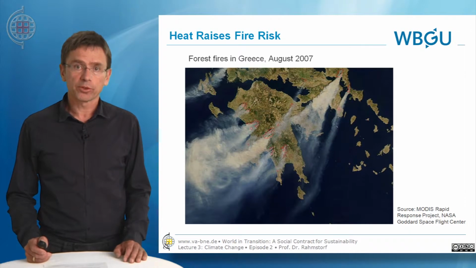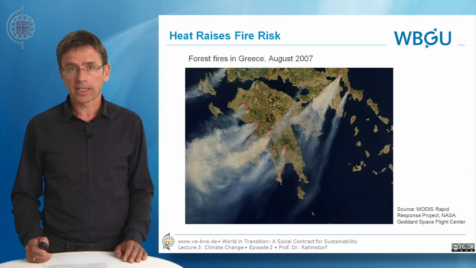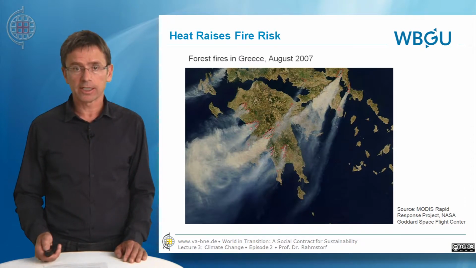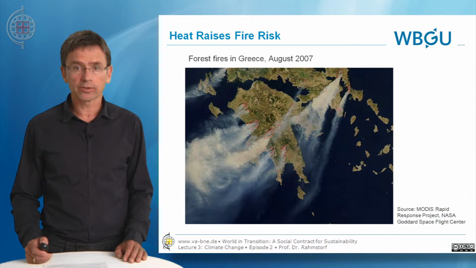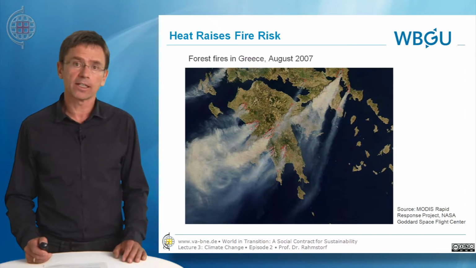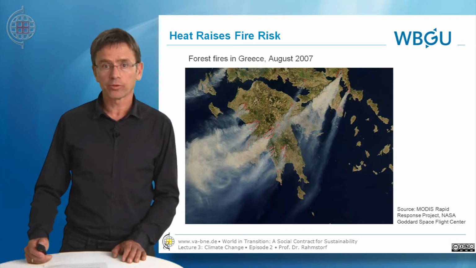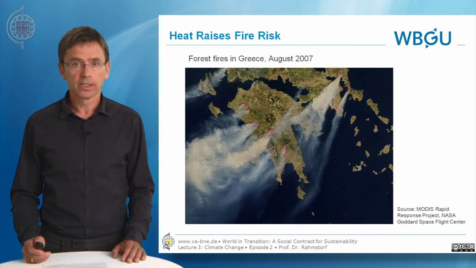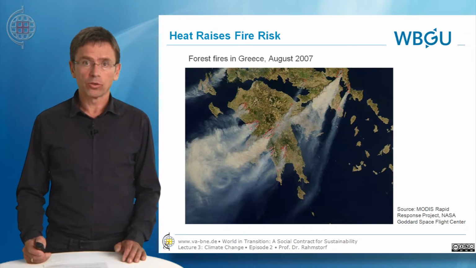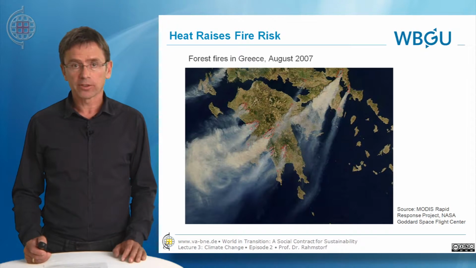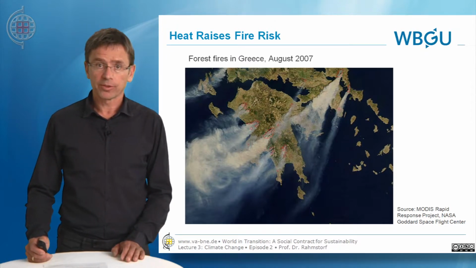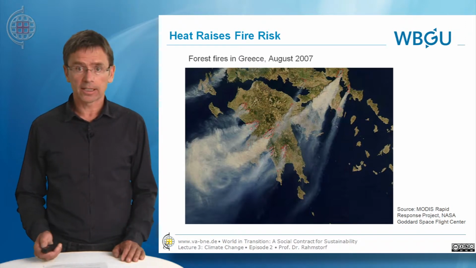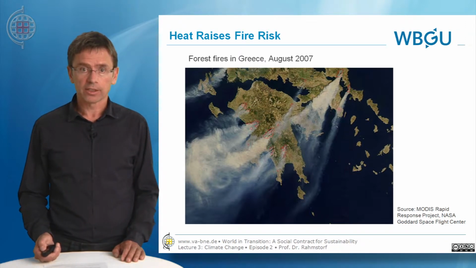One of the problems with drought, apart from the effects on the harvest and agriculture, is the enhanced risk of fire. And an example of that were the major forest fires in Greece in August 2007, which you see here on the satellite image. You see the smoke from the fires on the satellite image. And these fires almost destroyed the historic site of Olympia that was just prevented in the last minute, luckily, because the winds changed.